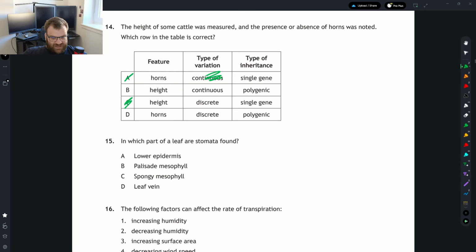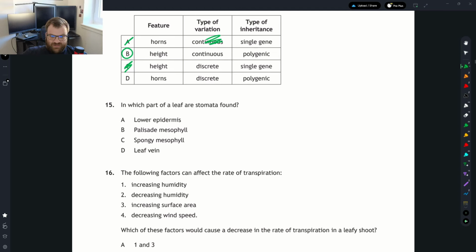For discrete variation, that's controlled by a single gene because it's less complicated options for it, in this case present or absent. Whereas in height, you've got a wider range of options for heights, and that is controlled by more than one gene, making it a polygenic inheritance, meaning B is our correct answer there. The stoma are the openings at the bottom of the plant. That's going to be your lower epidermis.